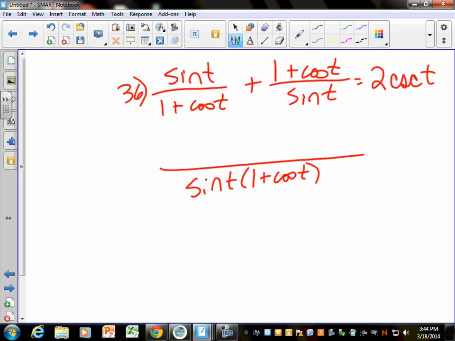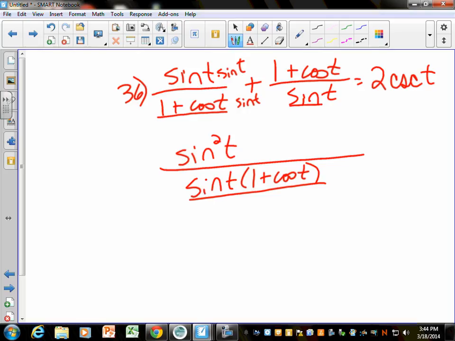I feel like maybe people just don't understand common denominators, because the big struggle people have been having is how do I get this next step? Show more work if you need to, right? If this denominator is supposed to become this, what am I missing? Well, I'm missing a sine of t, so that means I multiply the top by sine of t. So that becomes sine squared t.